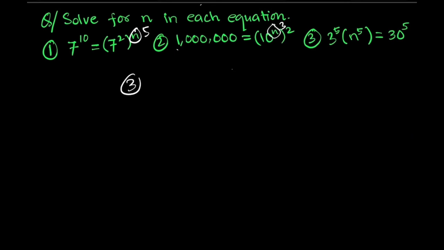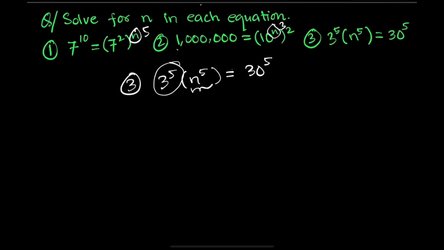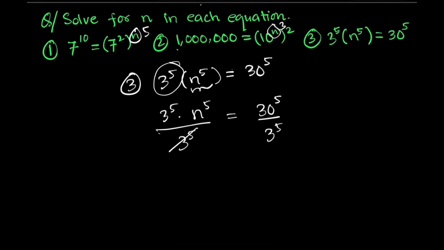Now let's solve part 3, which is 3 raised to 5 times n raised to 5 equals 30 raised to 5. Since we are finding the value of n, remove this 3 raised to 5 from this side of the equation by dividing by 3 raised to 5 on both sides. So 3 raised to 5 times n raised to 5 divided by 3 raised to 5 equals 30 raised to 5 divided by 3 raised to 5. 3 raised to 5 and 3 raised to 5 get cancelled out, which leaves us n raised to 5 equals 30 raised to 5 divided by 3 raised to 5.